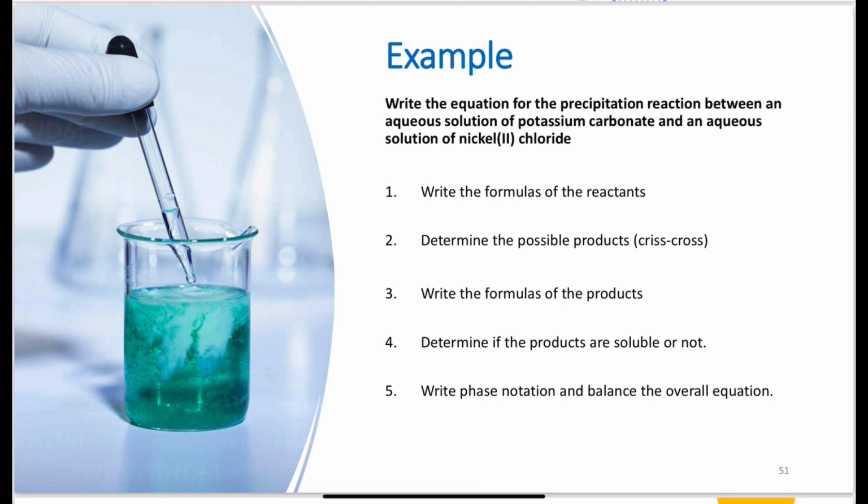First example, write the equation for the precipitation reaction between an aqueous solution of potassium carbonate and an aqueous solution of nickel 2 chloride. Now, the nice thing about this question is it's telling me right here that I have some kind of precipitation reaction happening. So I know the reaction is going to go forward. I know a solid will form. It tells me aqueous solutions of potassium carbonate and nickel 2 chloride, so I know what my reactants are, and I don't have to think much about my solubility rules. I will have to think about it in the sense of my products, but I know that some product is going to form. That makes this question a little bit easier to do.